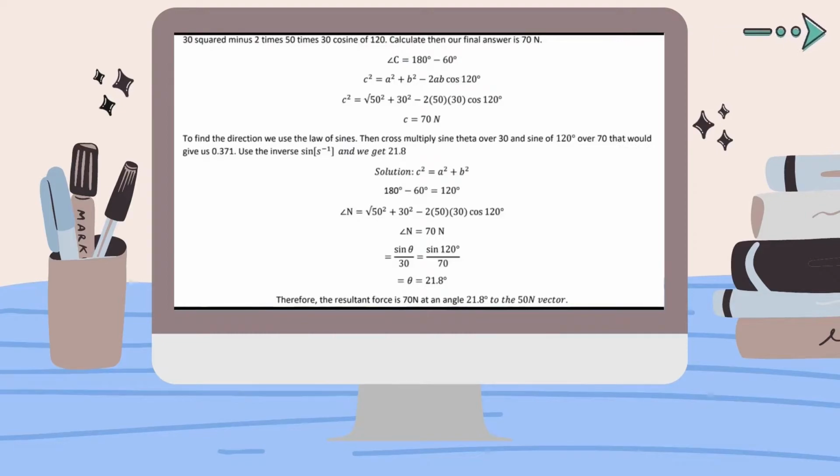To find the direction, we use the law of sines, and then cross multiply, since sine theta over 30 equals sine of 120 degrees over 70. That would give us 0.371. Then you use the inverse sine and we get 21.8. Therefore, the resultant force is 70 N at an angle of 21.8 degrees to the 50 N vector.